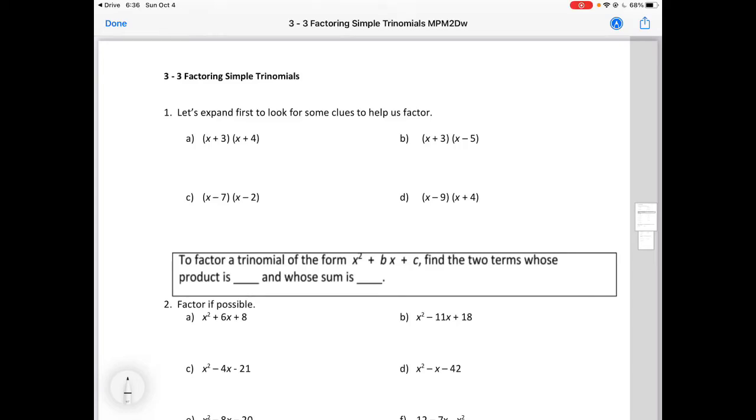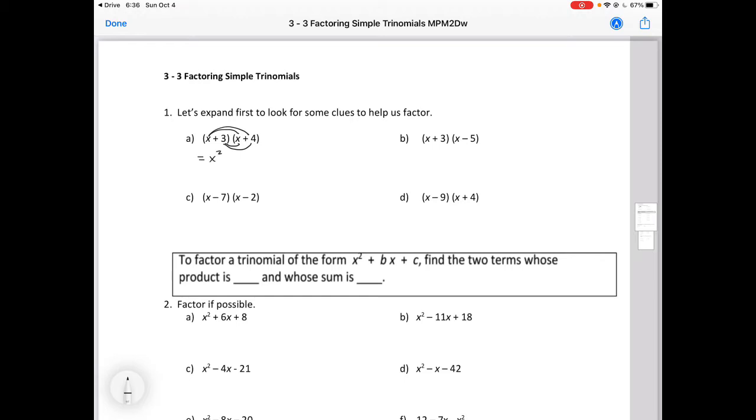This video goes over factoring simple trinomials. This is a method that we can employ when we can't common factor, or we can make things simpler than just common factoring. So first of all, let's expand to look for some clues to help us factor. So expanding, we can use FOIL.